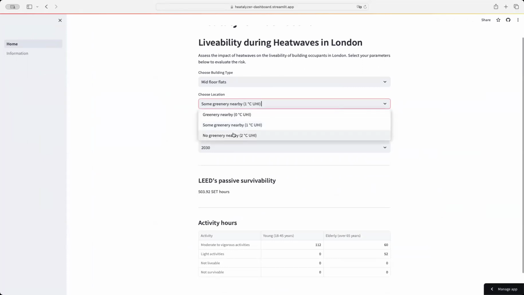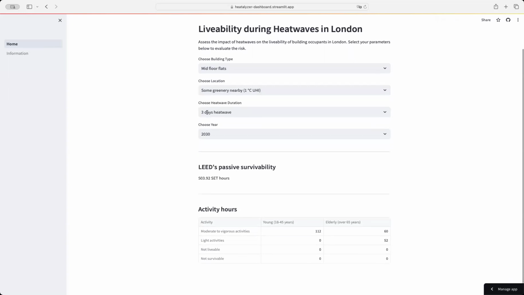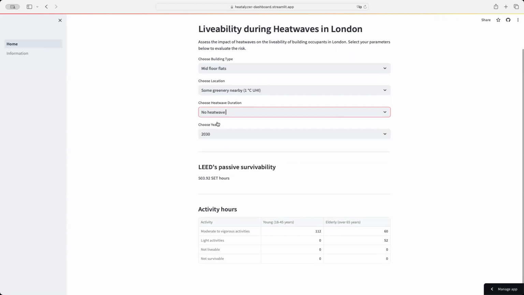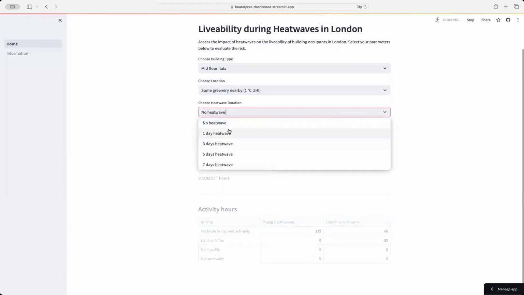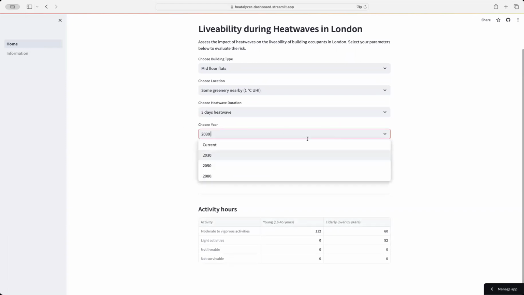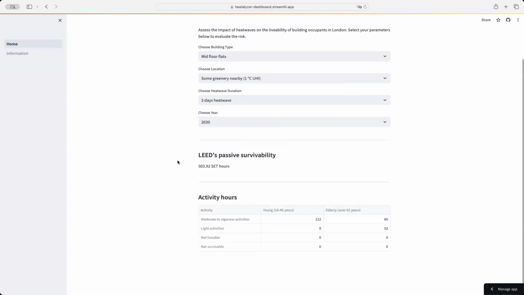Then you can choose your location. So if you're very central, so you have a lot of this urban heat island effect, or you have a lot of green space around, you can just select these options, and what kind of heat wave you're interested in. So are you interested in a typical year? So this would be no heat wave, or interested in a heat wave which you expect to last for 3 days and so on. And then also of course the years of current climate or 2030, 2050 and so on. And for the year you choose, you will get the following output.